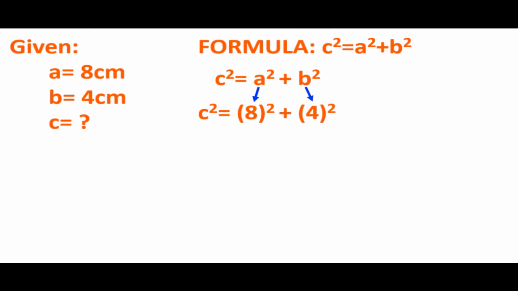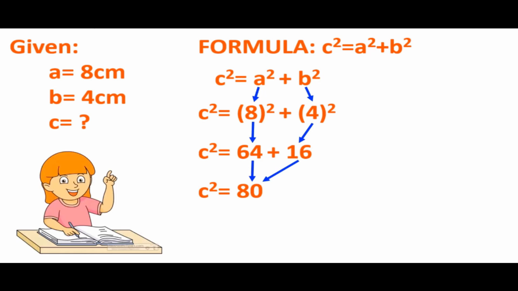This time, we can use our calculator for the computation. Okay, let me try. 8 times 8 is equal to 64, and 4 times 4 is equal to 16. 64 plus 16 is equal to 80. Therefore, C squared is equal to 80. The answer is 80. Not so fast, Kay.